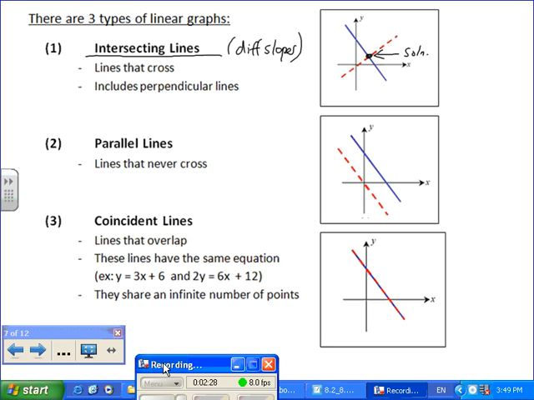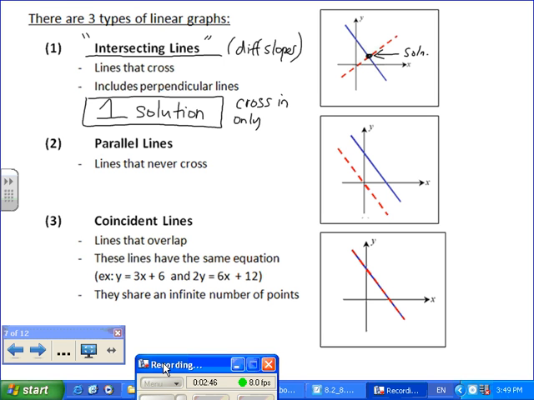Okay, only one solution. So lines that cross are called intersecting lines, and they will have one solution because they only cross in one place. Let's write that down. They cross in only one place or point.